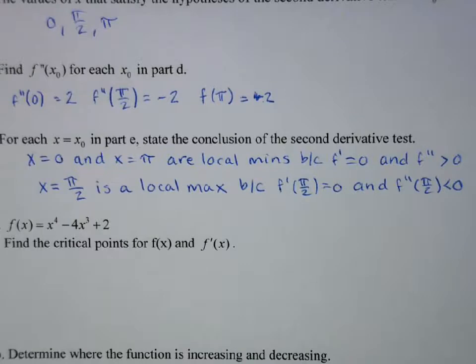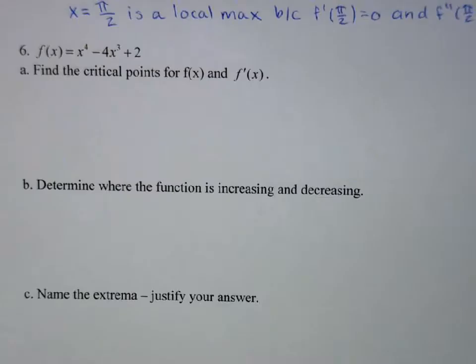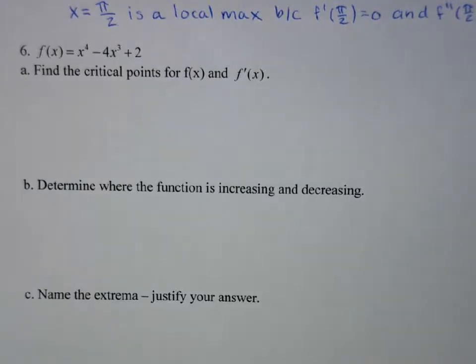All right, so now we have this function, x to the fourth minus 4x cubed plus 2. We are now armed with an arsenal of tools to figure out what's happening with this function, what's happening to this graph without actually having the graph. So first we're going to find our critical points for f of x and the critical points for f prime. So where each of those derivatives are 0.